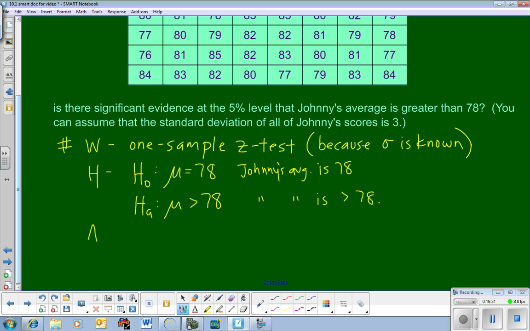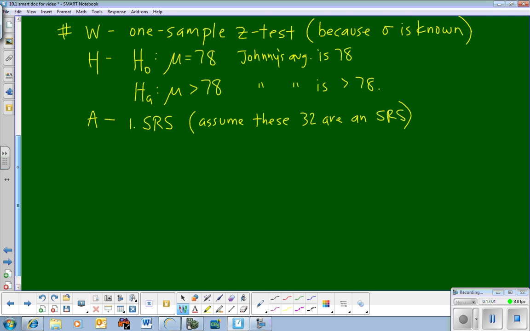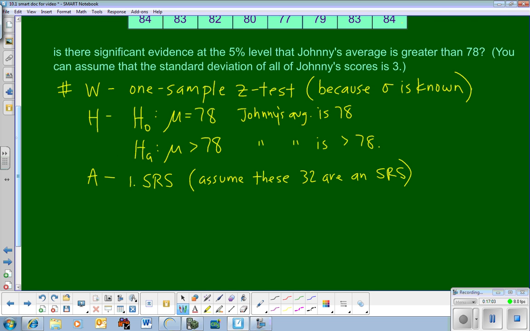WHAPS, A: assumption and condition. The conditions are SRS. My assumption: assume these 32 are an SRS. And you could write this in more detail than I'm writing. You could just say, assume the 32 scores are a simple random sample. I know that that's not really possible to take because you're just watching somebody play. You're not actually sampling anything, but that's the condition. You have to say the conditions.